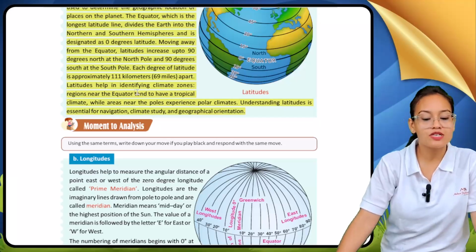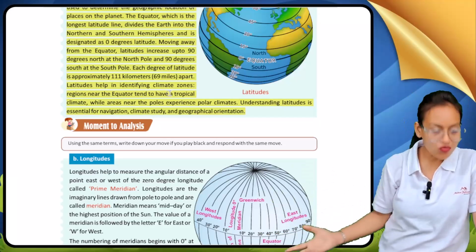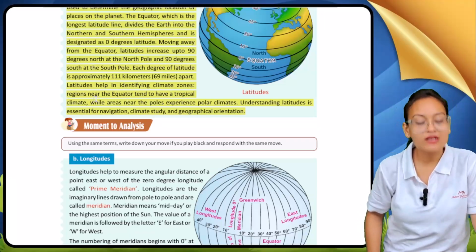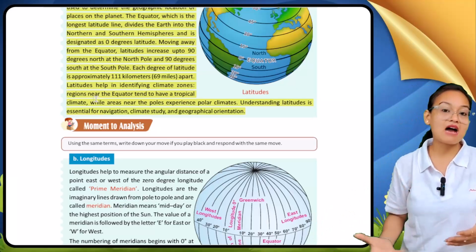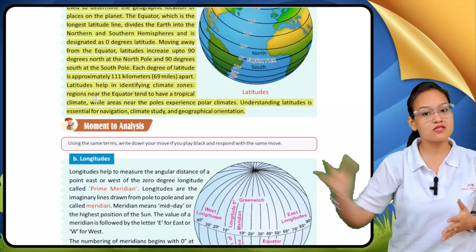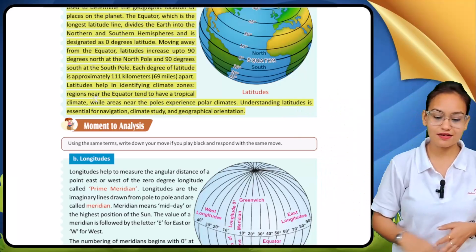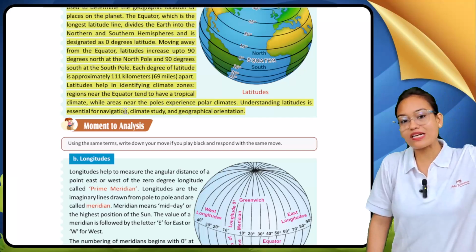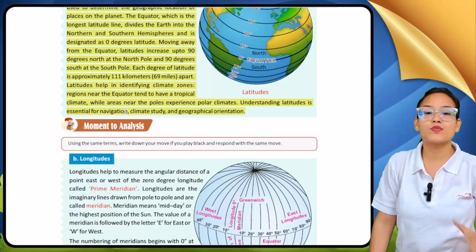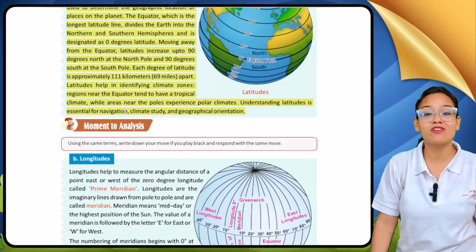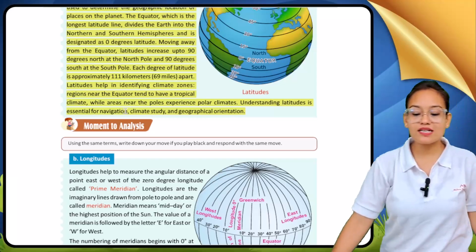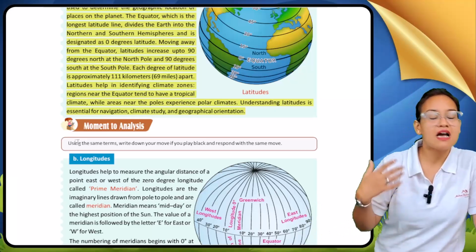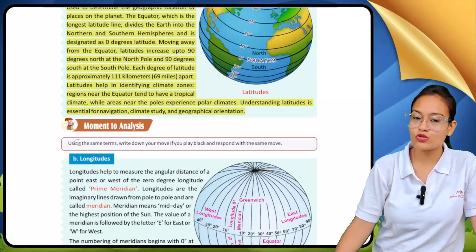Latitudes also help us to determine the climatic zones of our world. We all know the regions which lie near the equator have a tropical climate, meaning they receive much more warmth from the sun. The areas far from the equator, located at the poles, experience polar climate, meaning they experience an extreme level of winter season. So understanding latitude makes easy our navigational purposes, our climatic studies, and all the geographical studies which we want to do on our planet Earth.